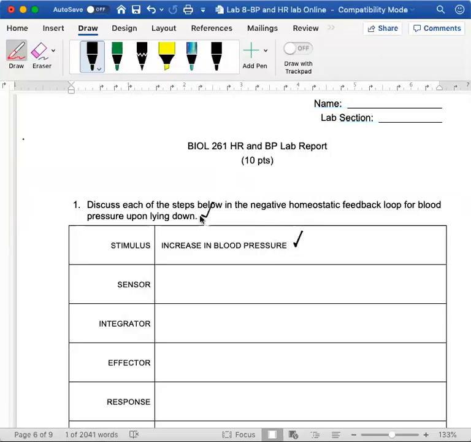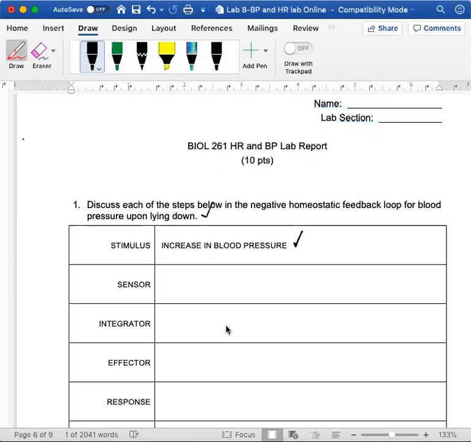And when you change body positions, that is going to be monitored by your sensors, right? So I want you to figure out what the sensors are. So are they chemoreceptors? Are they osmoreceptors, thermoreceptors, baroreceptors? And give me locations for those. We talked about those in lecture, or we're going to talk about those in lecture. And so they're in the PowerPoint. The integrator, is it medulla oblongata or hypothalamus? Good, it's going to be the medulla oblongata.